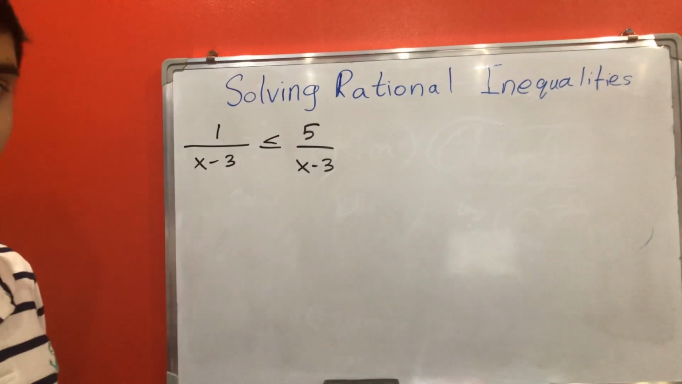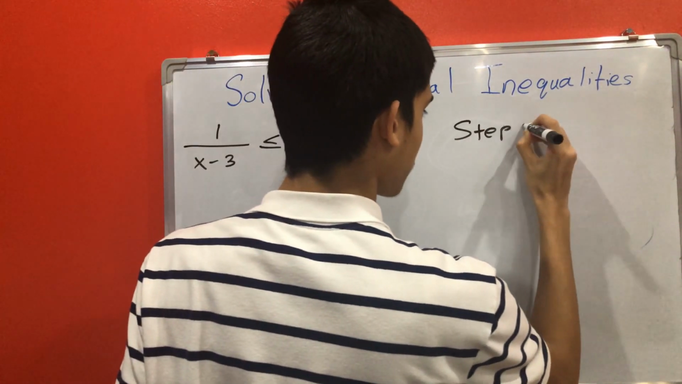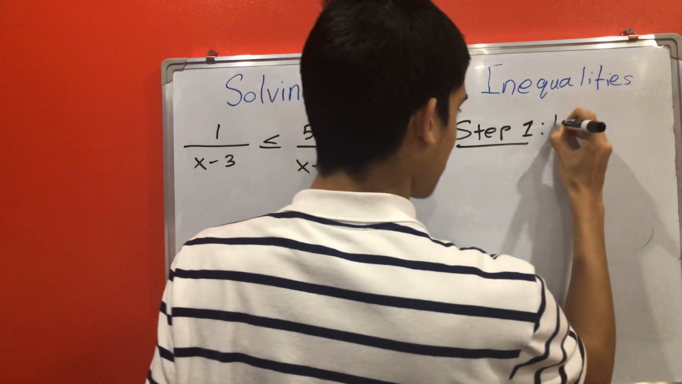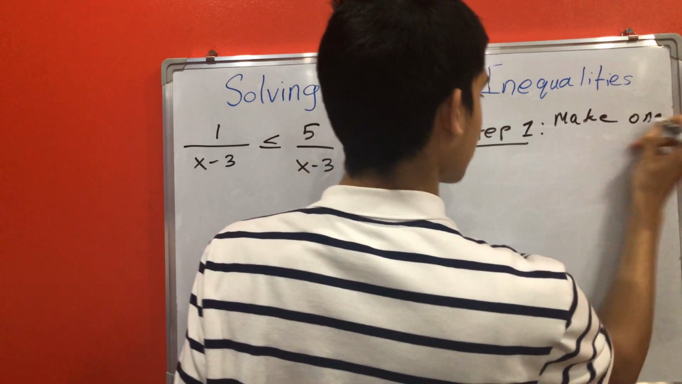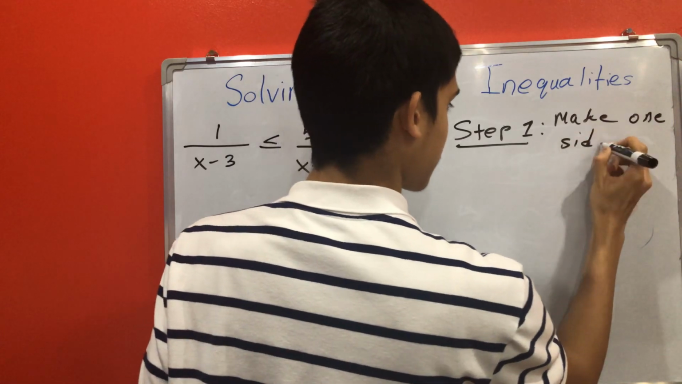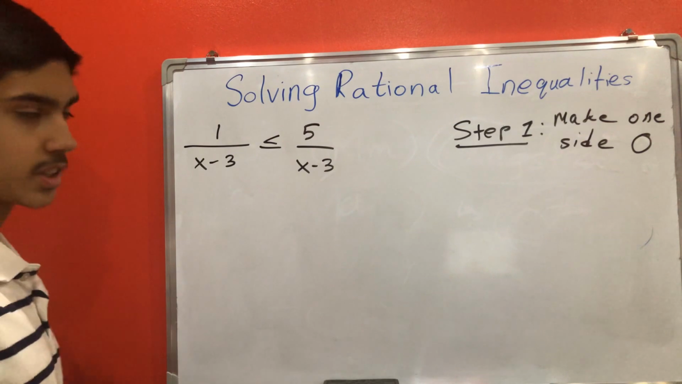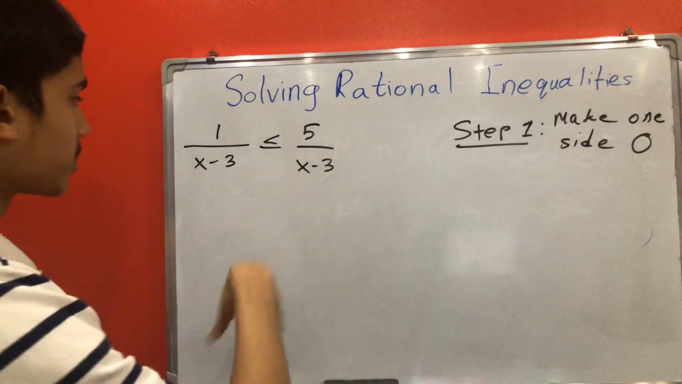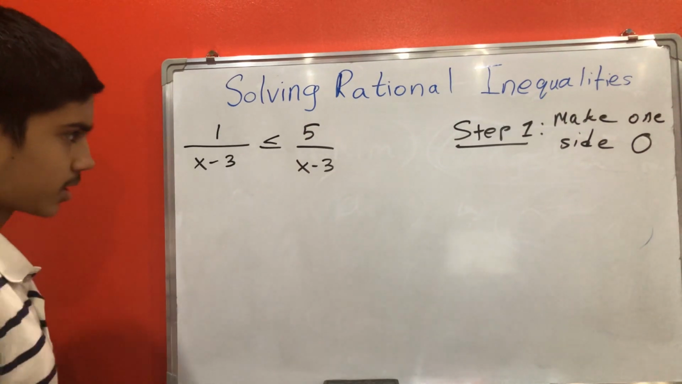So the first step in solving rational inequalities, step 1, is to make one side 0. Make one side 0. Okay? So we have to make one side 0. We can either subtract from this side or we can subtract from the other side. So I'm going to actually subtract from here.